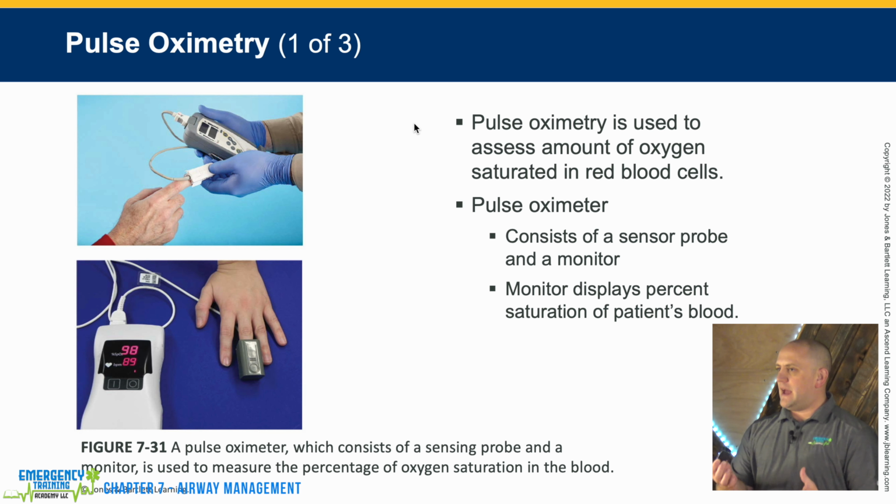A lot of the pulse oximeters that we're going to use in the field nowadays are these smaller devices where the sensor and the monitor are all in one, instead of what you see in the slides where it is the sensing probe. They have infrared light.